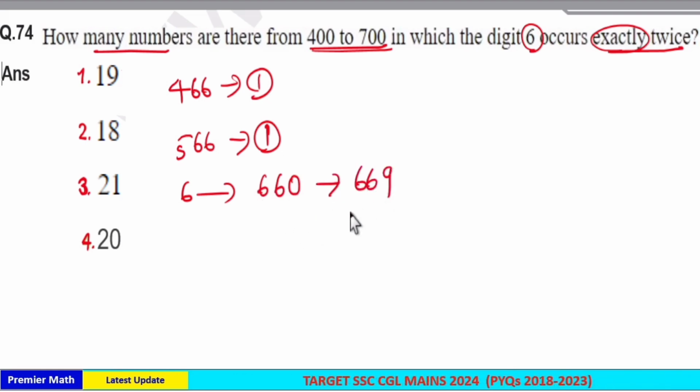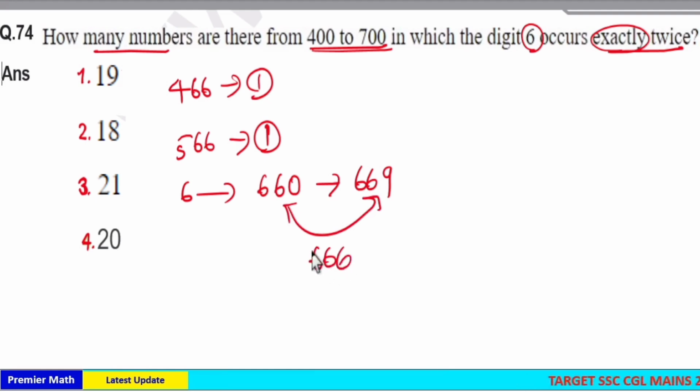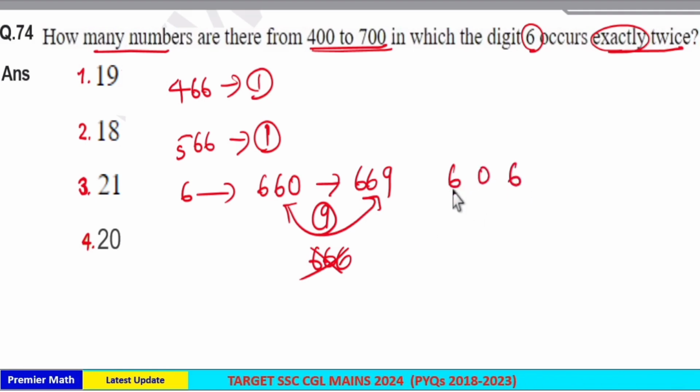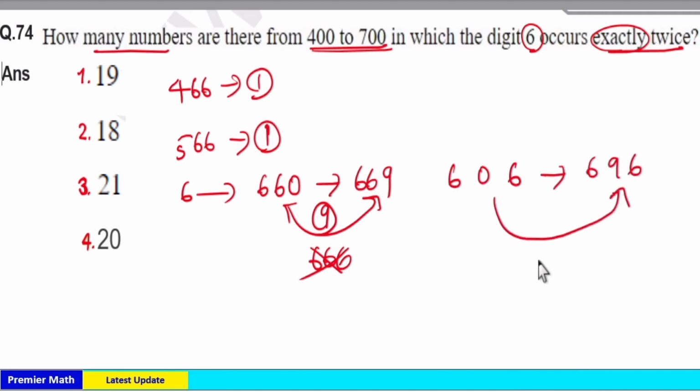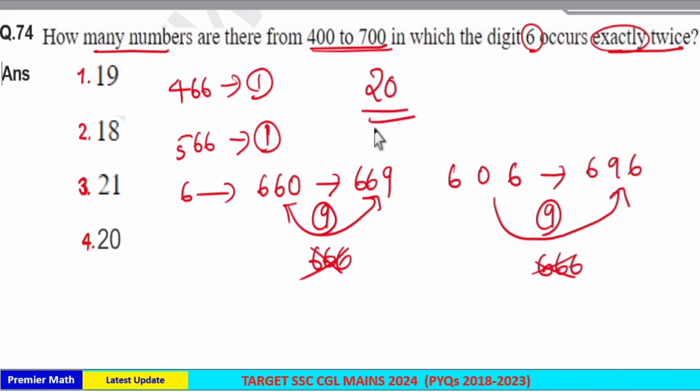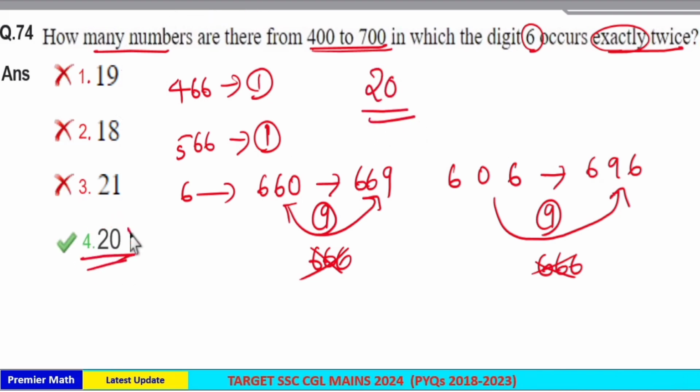669. From 0 to 9, 10 numbers are possible, but we should eliminate 666. Which means only 9 numbers are possible. Same way, if I take first and third digits as 6, then from 606 to 696, from 0 to 9, 10 numbers are possible, but we should eliminate 666, which means 9 numbers are possible. So 9 plus 9 plus 2, 18 plus 2, 20 numbers are possible. Option 4 is your answer.